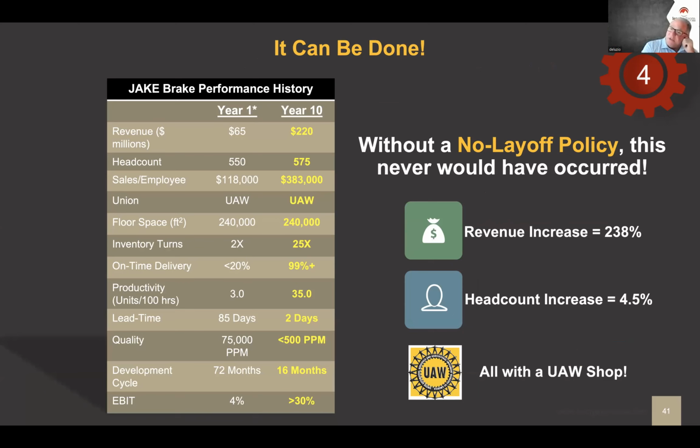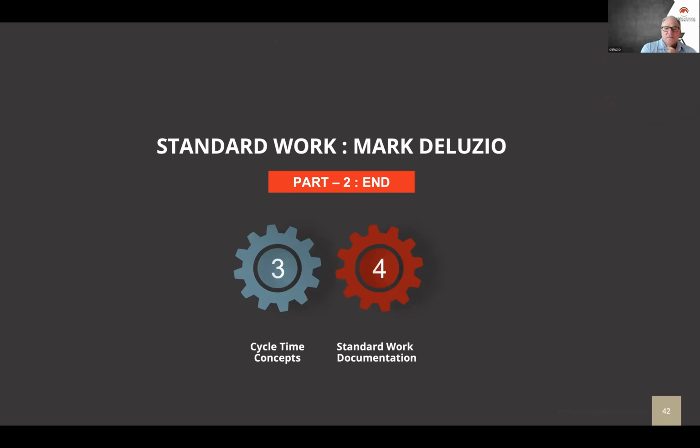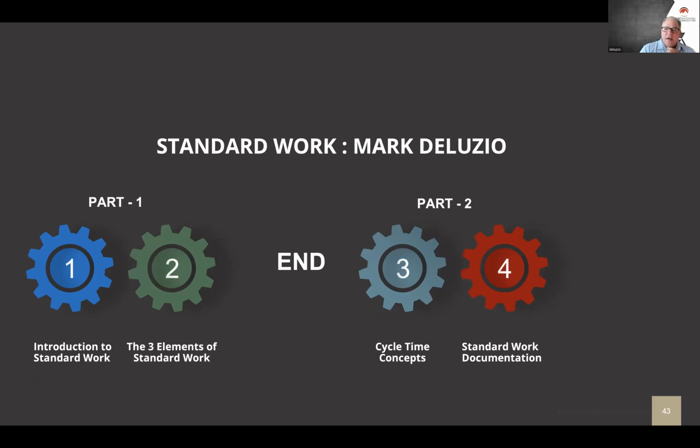You could see some of the results of what happened at Jakebreak. Like I said, one of the first things we did was implement standard work and one-piece flow, cell design. And again, those people out there that say, well, you've got to get rid of all your problems first, then standardize, are just categorically wrong. Absolutely wrong. Okay, I think that's the end of that.